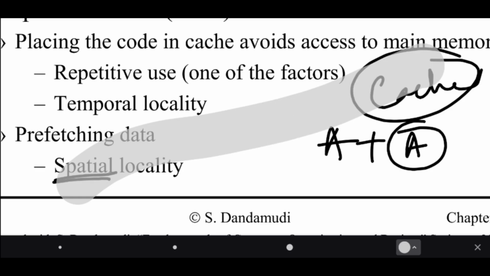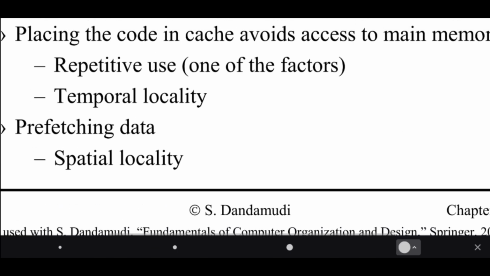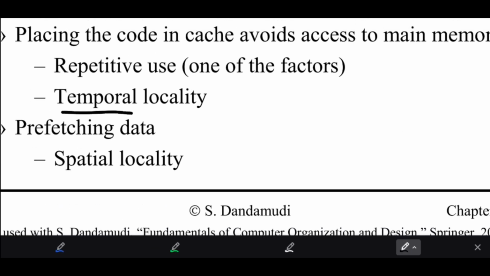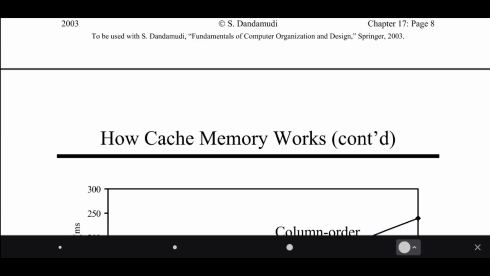These are the two parts of locality of reference, temporal locality and spatial locality. Temporal locality means that if you are using data, there is a chance of repetitive use of the same data. Spatial locality means that if you are using data A, there may be a need for the nearest data of the actual data. These are the two concepts of locality of reference.